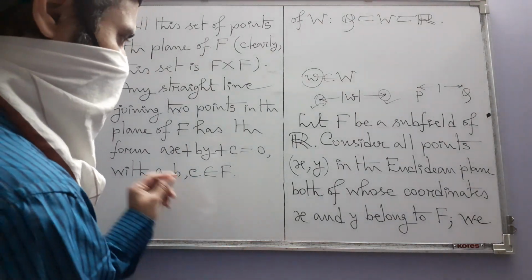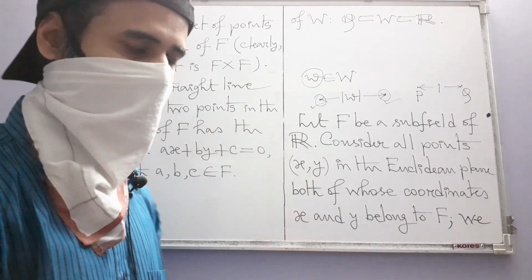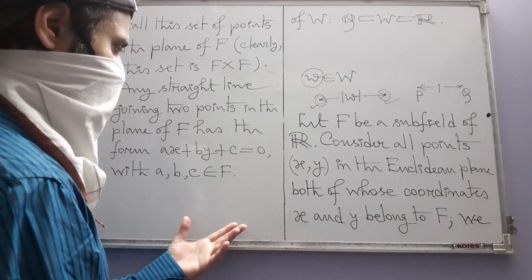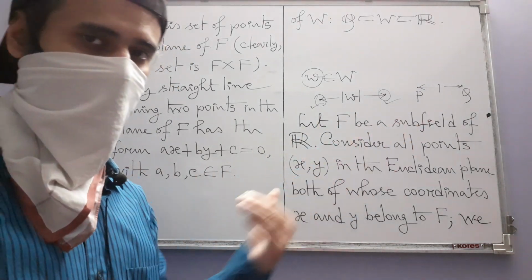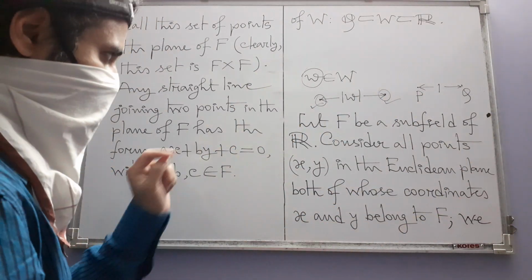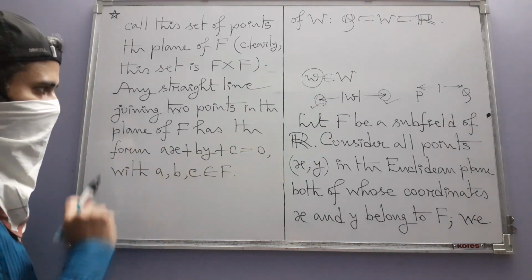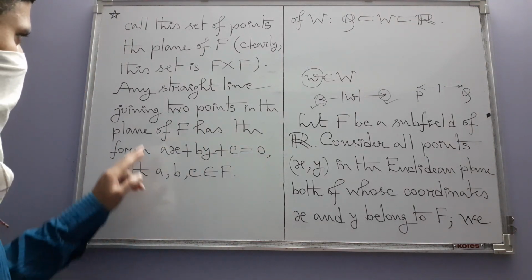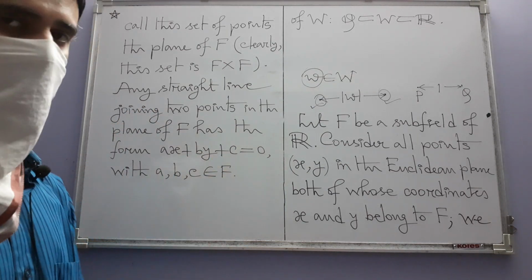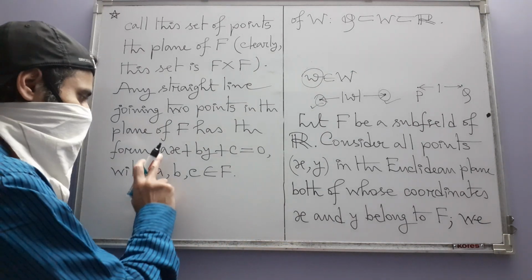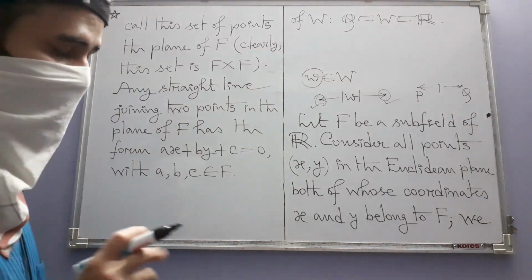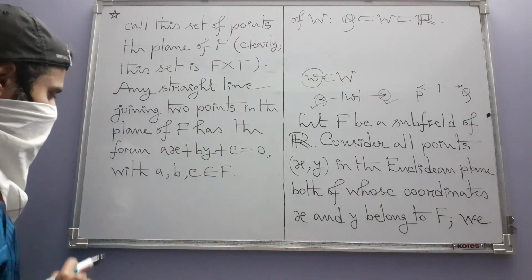That is, if you take 2 points in the plane of F, that means for both of those points, both the coordinates are elements in F, then you can think of an ordinary straight line in the actual Euclidean plane joining those 2 points. Then that straight line will have an equation of this form, where these coefficients a and b and this constant term c are all elements of F, and this is one exercise which now we are going to solve.